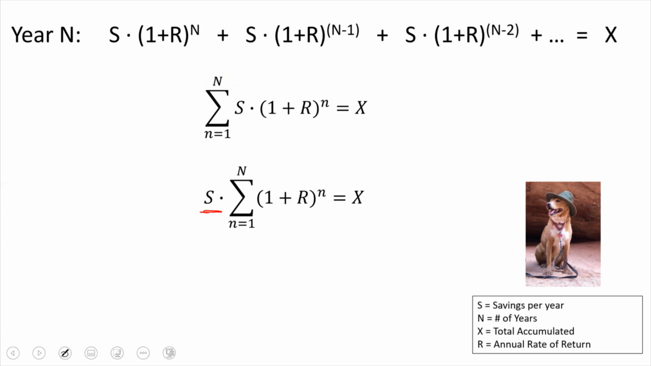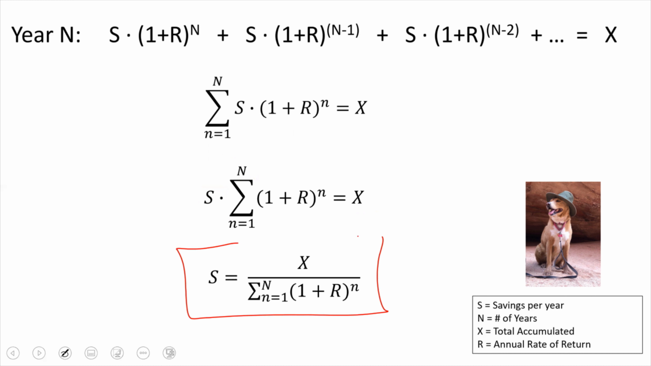And now, because S is the thing that we're looking for, how much money do I need to set aside in order to reach my goal of X within this N years, we're going to take this whole sum here and we're going to move it to the denominator. So there. And that gives you this final equation that you saw in the first slide. So that's kind of where this thing comes from.